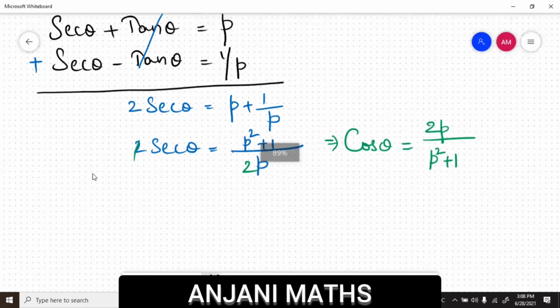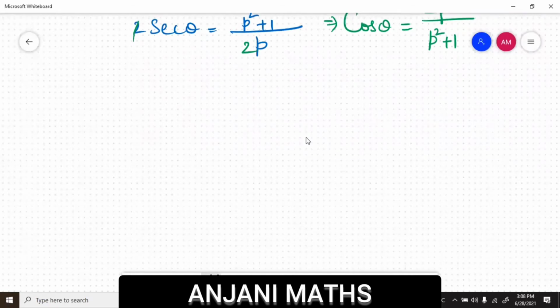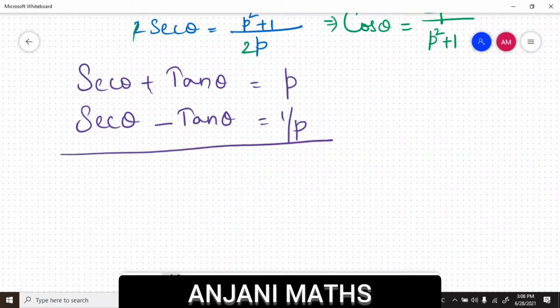So in order to get secant theta, we added. Now let us subtract. Secant theta minus tan theta is equal to 1 by P. Secant theta plus tan theta is equal to P. Secant theta minus tan theta is equal to 1 by P. Now subtract.